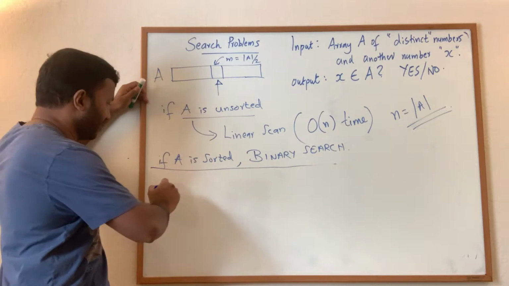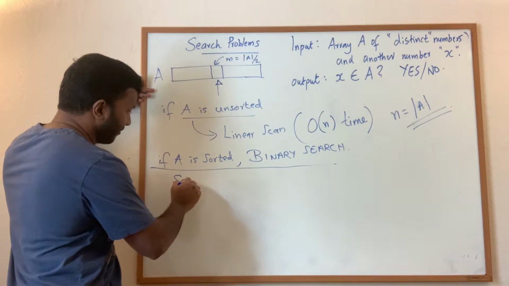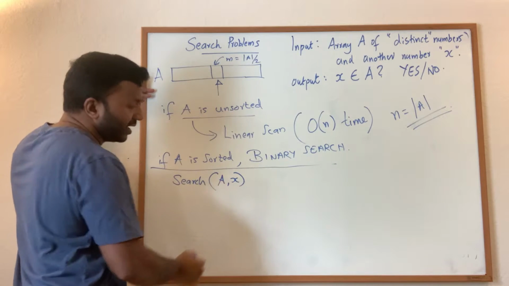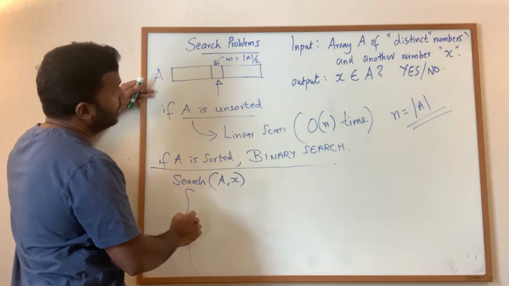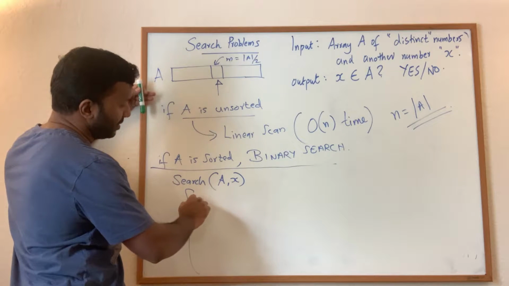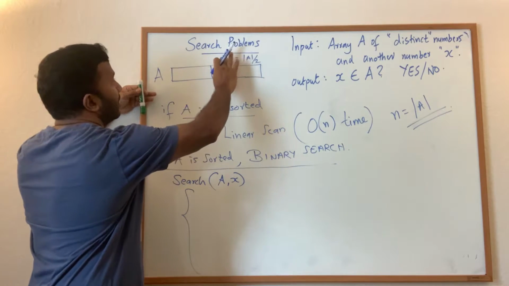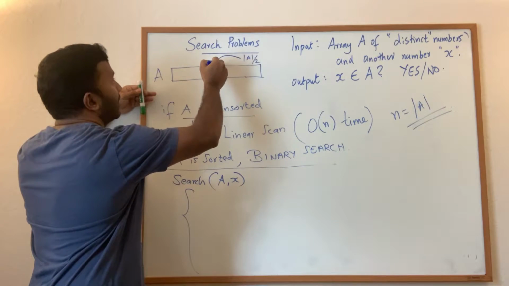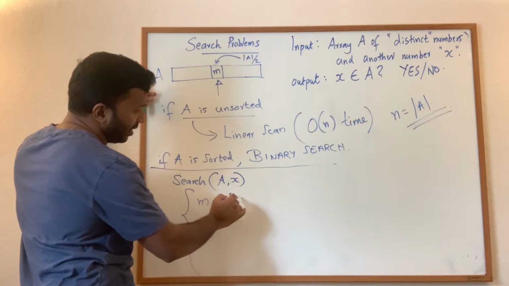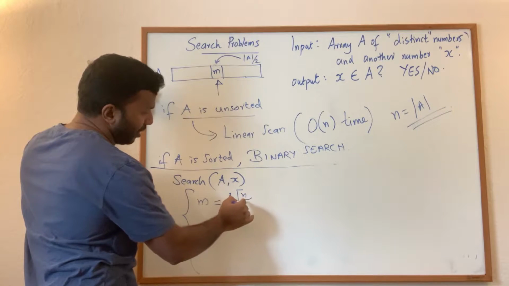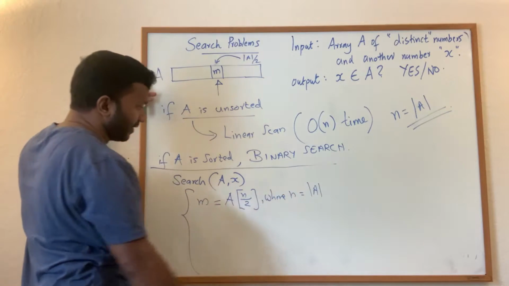Let's try to be more formal. So, binary search. You want to search for a number x in A. The first step is you find basically the middle element. So the middle element, let's say M is equal to A of n over 2, where n is the size of A.